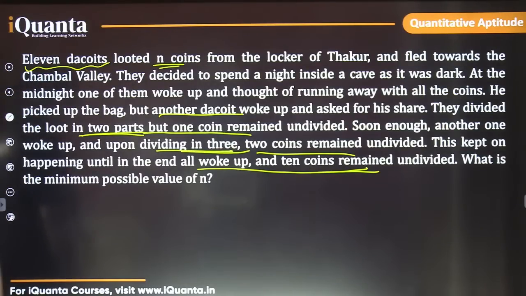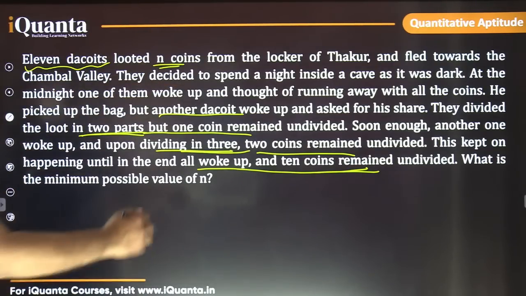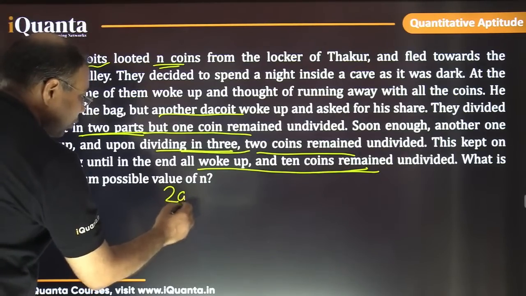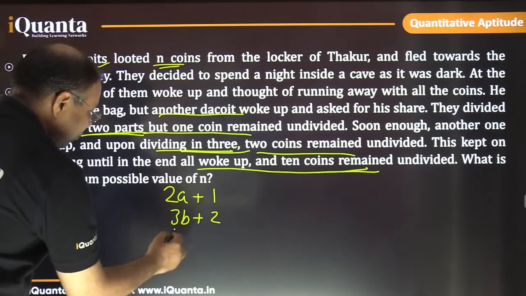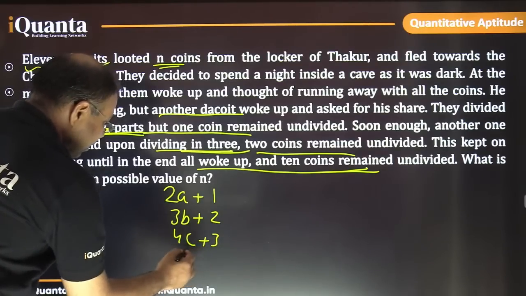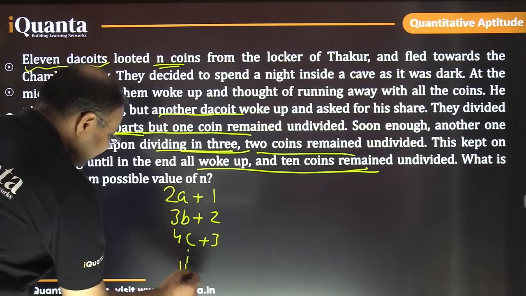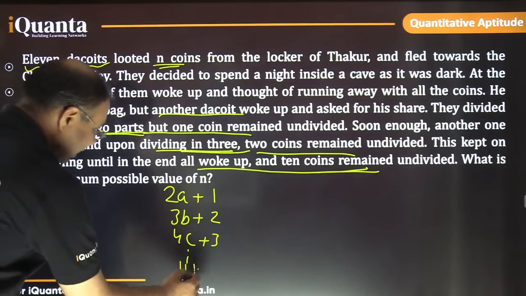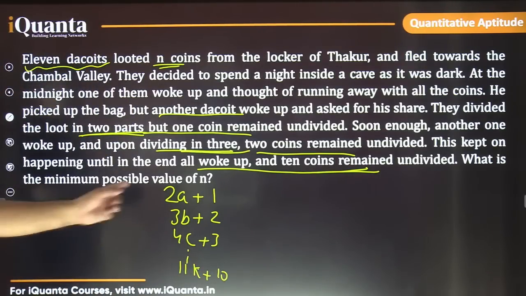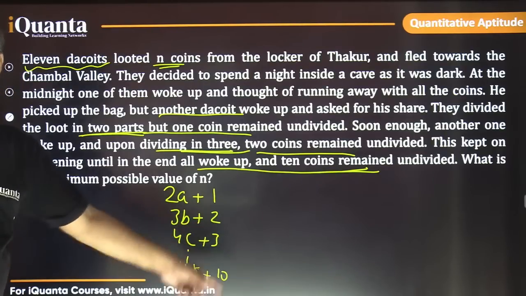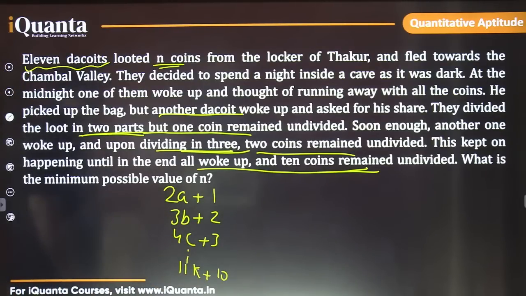क्या करना पड़ेगा? This is again your second variety. Remember? So जब आप 2 में divide कर रहे हो तो 1 बच रहा है. That means the number is of the form 2a plus 1 and 3b plus 2 and 4c plus 3 and so on up to 11, जो भी क्या आएगा k, 11k plus 10. So now the difference is same. The difference is minus 1, isn't it? So number किस form का होगा?